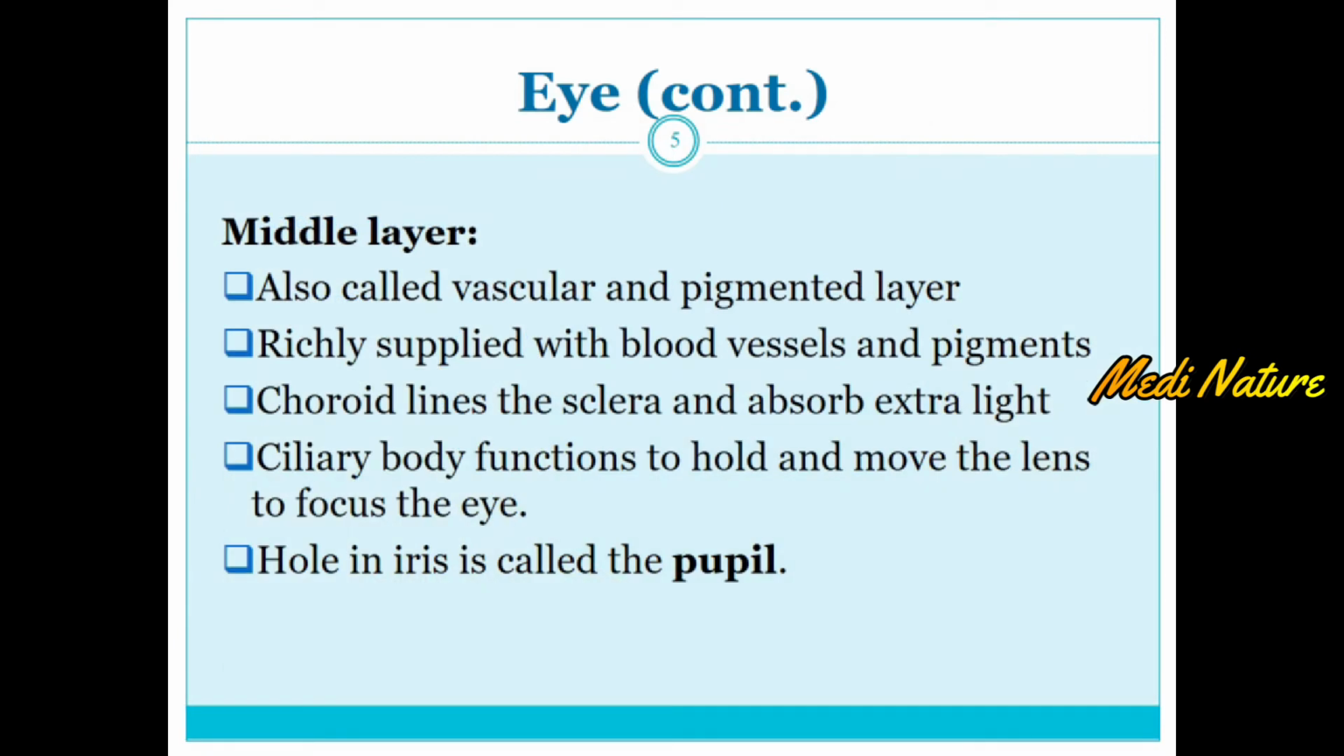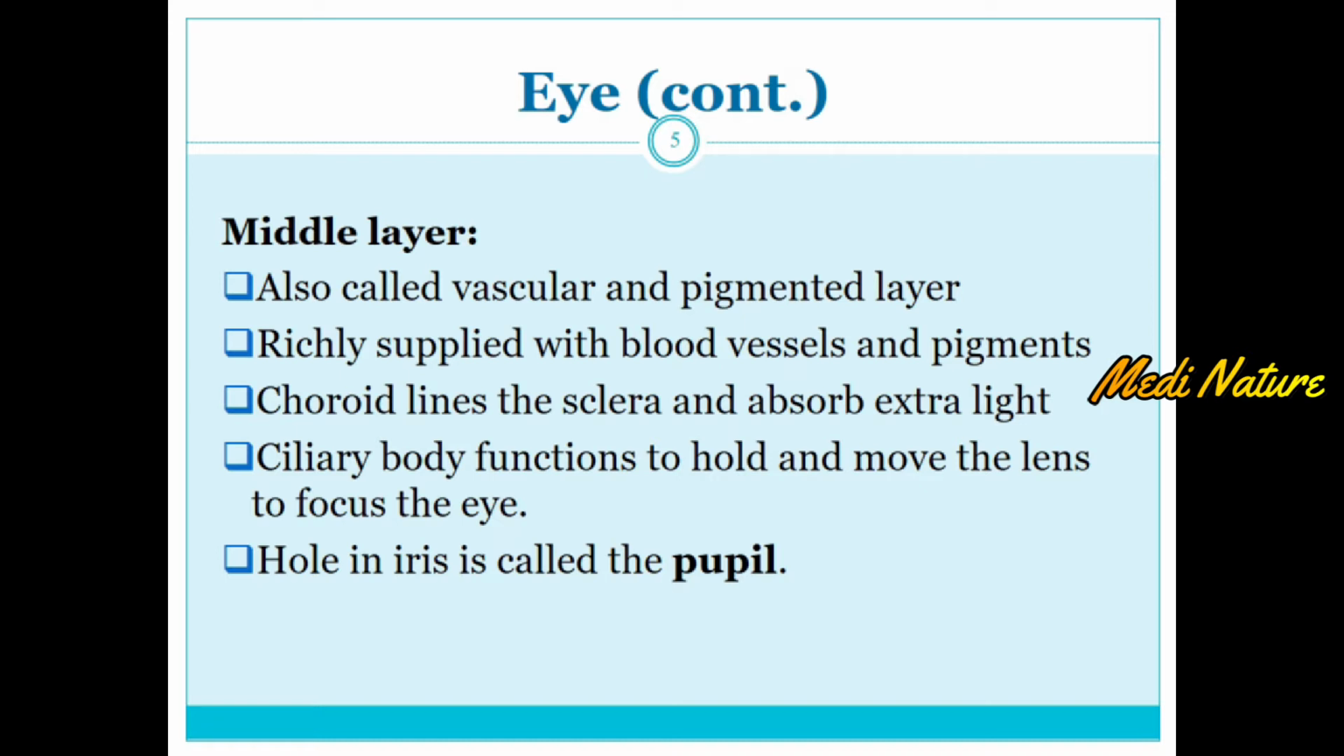Let's see about the middle layer, which is also called the vascular or pigmented layer. It is richly supplied with blood vessels and pigments. The major part of the middle layer is formed by the choroid. It lines the sclera and it absorbs any light which enters through the sclera. The middle layer also forms the ciliary body. They are important to hold and move the lens of the eye.